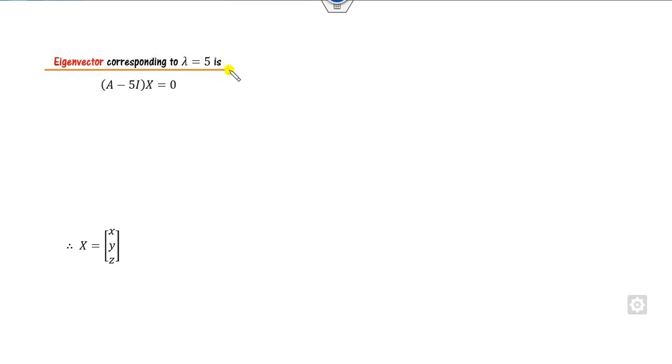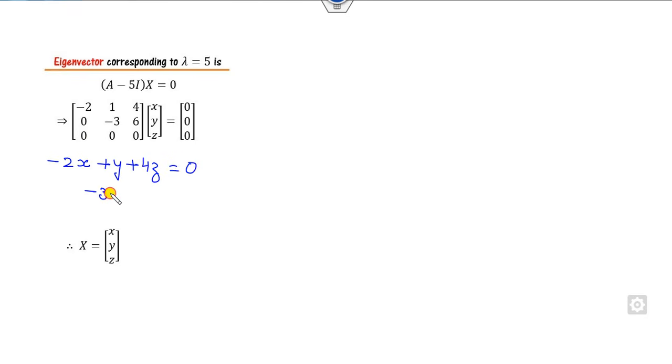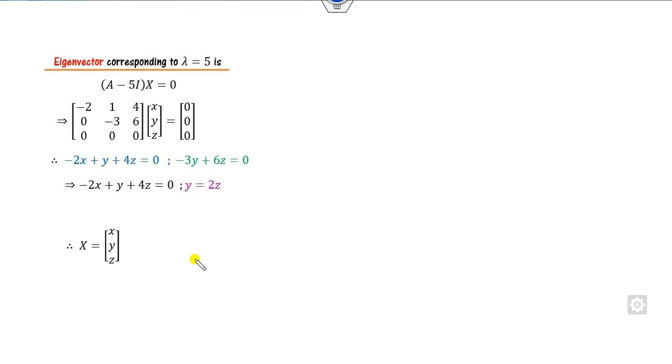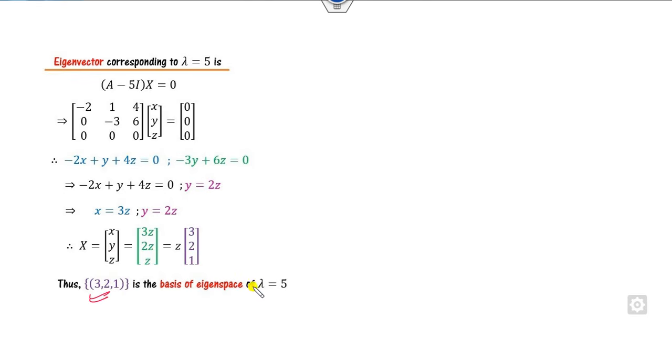The third eigenvalue is 5. We can start from here. Now what you can do, this is already a row reduced echelon form. Now you can simply write 2x plus y plus 4z is equal to 0 and minus 3y plus 6z is equal to 0. So from here you will get y as 2z. If you substitute y as 2z here, what is the value of x? x is 3z. So I can substitute the value here for x, y and z. So z is common, and (3, 2, 1) is my eigenspace corresponding to lambda equal to 5.